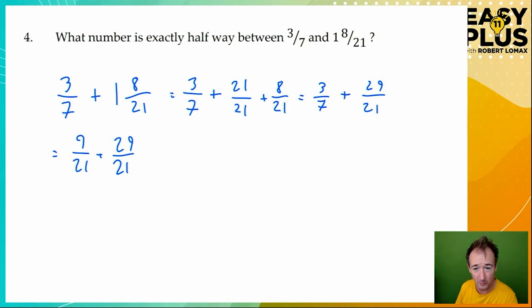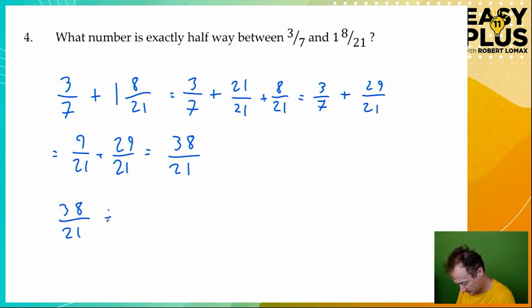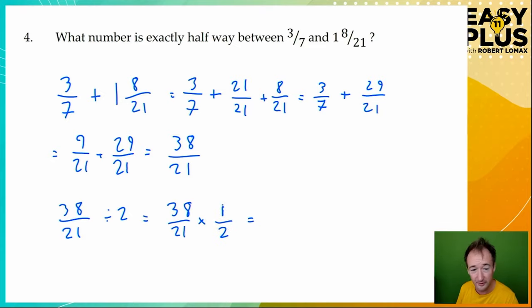And now we just need to add the top parts together. Okay, so that's 3/7 plus 1 and 8/21. Of course, because we're finding the mean of these two numbers, we now need to divide this by 2. How do we divide by 2? Well, of course, we find a half of something, and of means times. So we need to do 38 over 21 times a half. And that's easy enough. You remember how to times fractions, multiply the top values and multiply the bottom values.